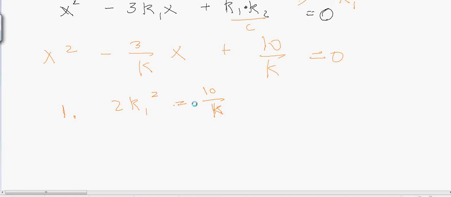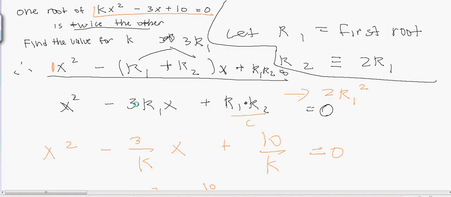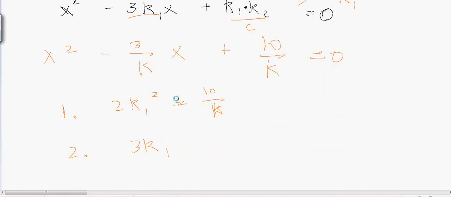And also we can tell that 3r1, because right here, your b term must be equal to negative 3 over k. Alright, so from that, r1 must be equal to negative 1 over k. You just simply isolate r1. R1 equals negative 1 over k.